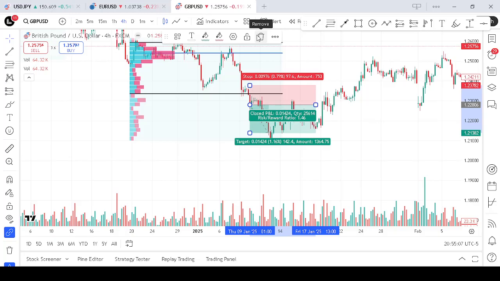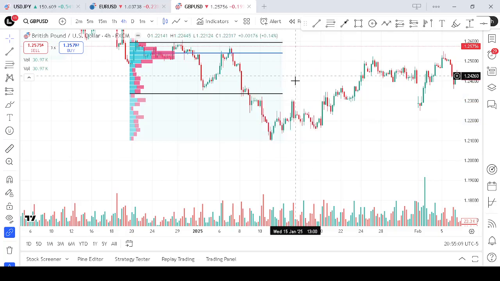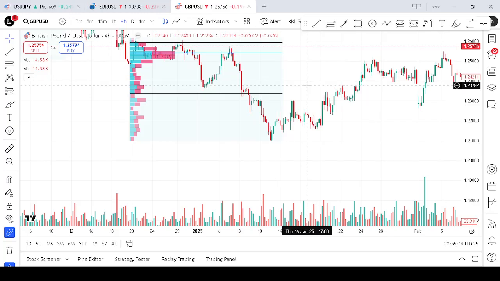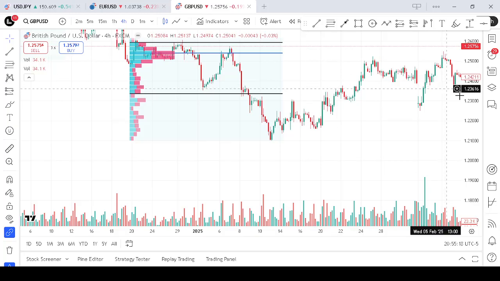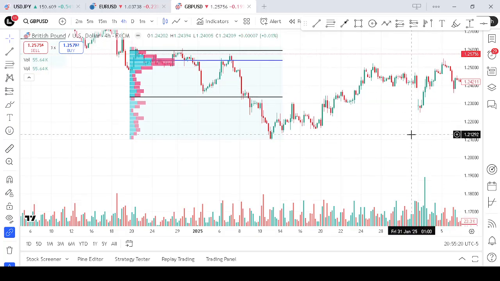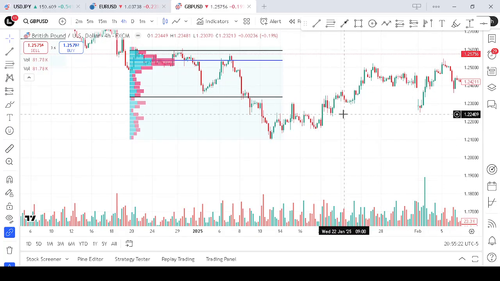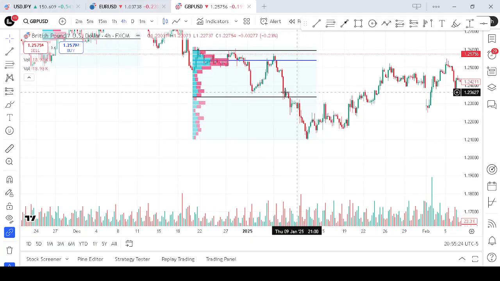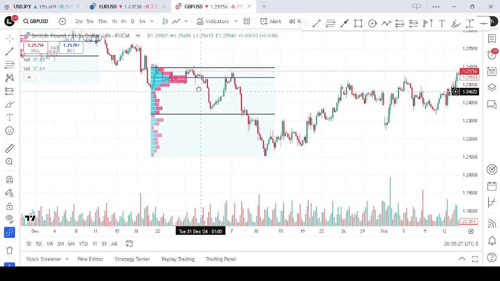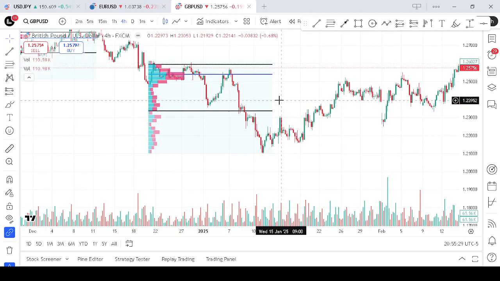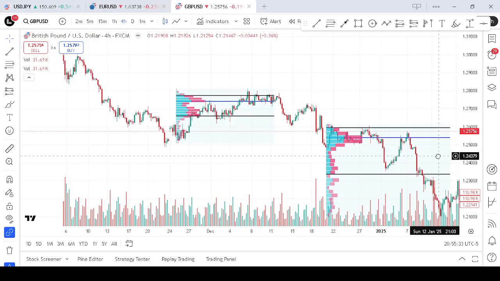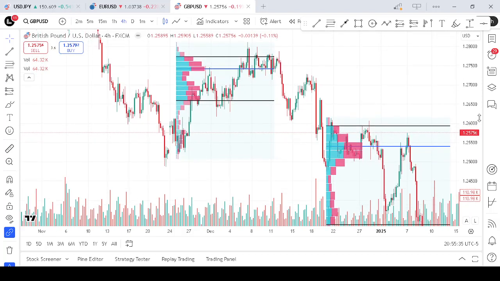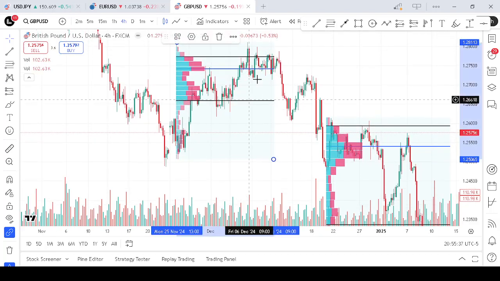Now let's look at another way we can apply this strategy, and it is by trend continuation trading. When price consistently trades above the value area high or below the value area low, it often indicates a strong trend. As you can see, price broke below this. Let's look for a clear example.